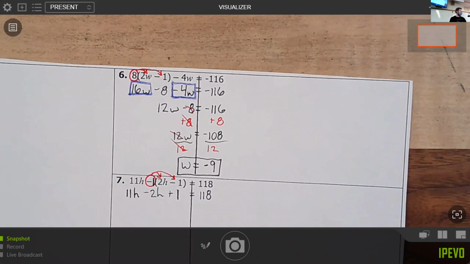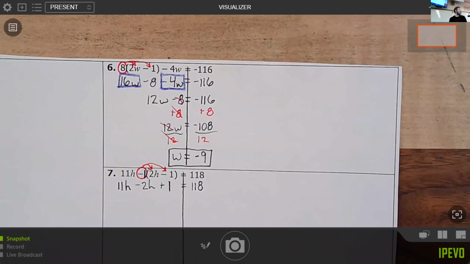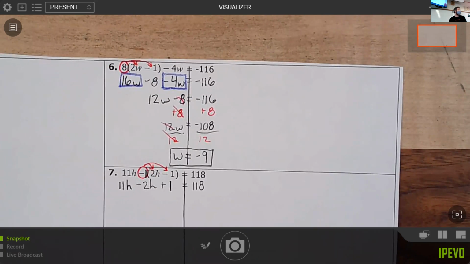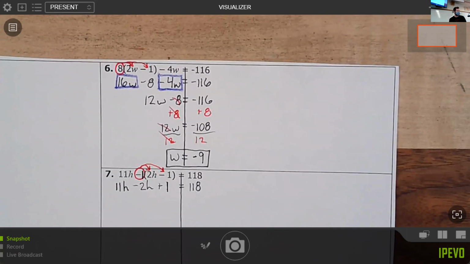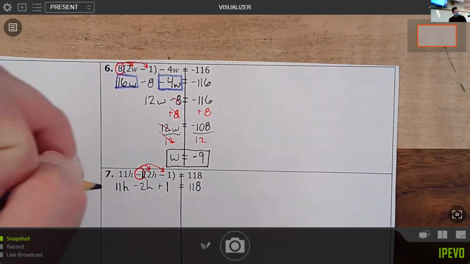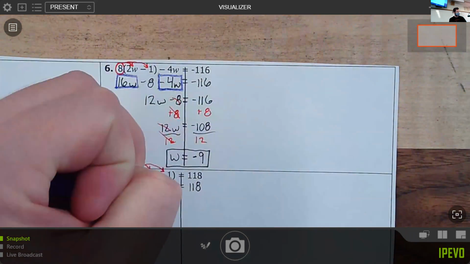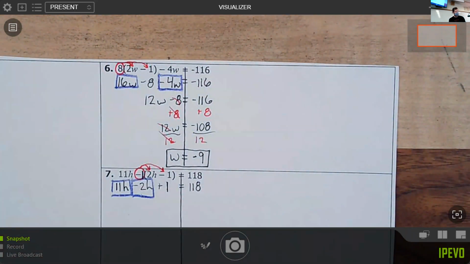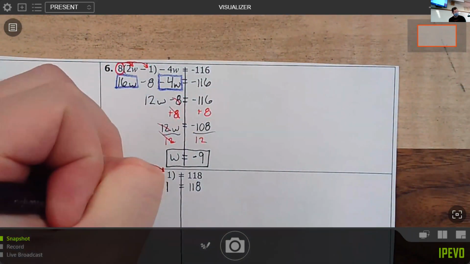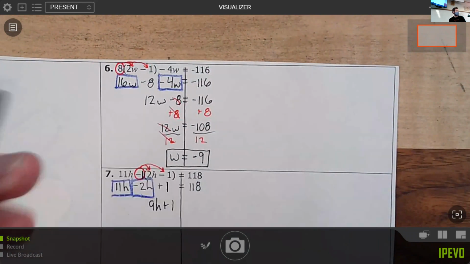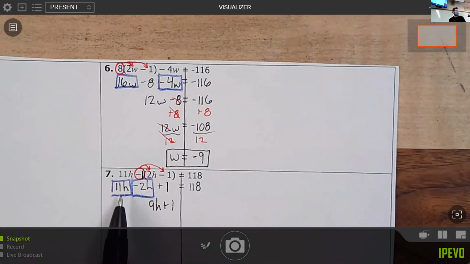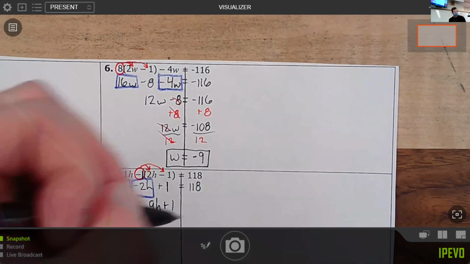Are there like terms that we can combine on this one? Do we have like terms here? Yes. Okay. So which ones are they? Which ones can we put together? 11h and the negative 2h, or 11h minus 2h. All right. 11 minus 2 is 9. So that's 9h, and then plus 1. There was not another regular number over here on the left side of the equation to put together with another regular number, so it stays 1.